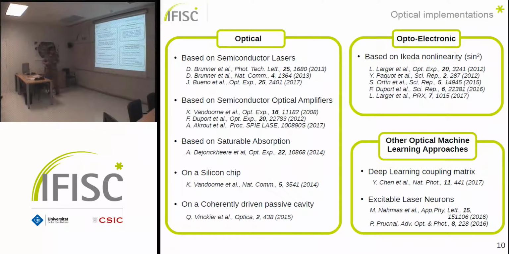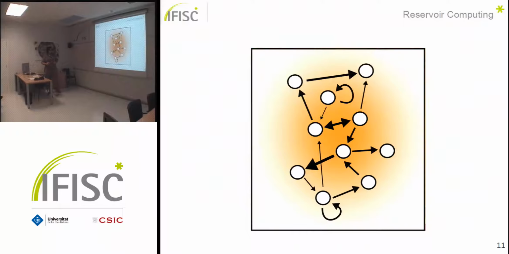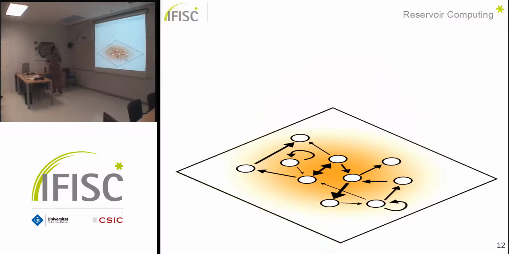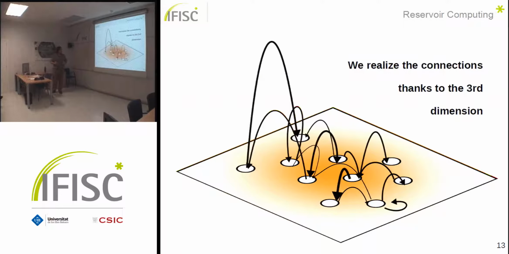And I will show you what we do. Typically, the implementations have the reservoir, so the nodes and the interconnections, on the same plane. What we do is put the reservoir on a plane and perform the interconnections using the third dimension. Doing this, I will show you how we can obtain high connectivity, not only high connectivity, but connectivity to many nodes simultaneously.